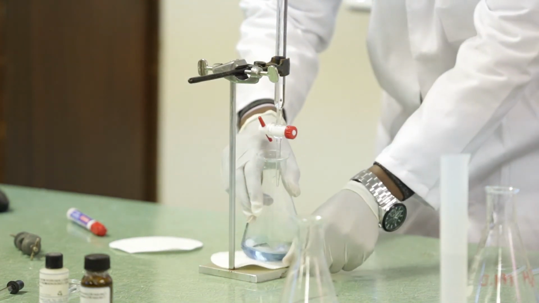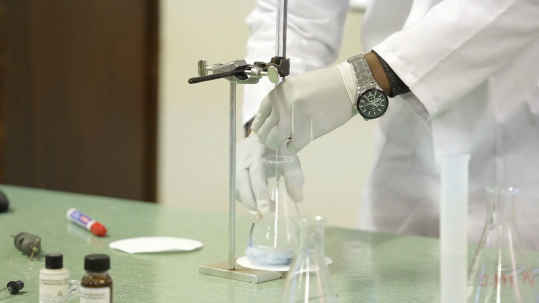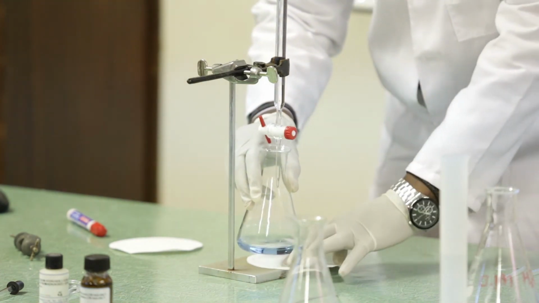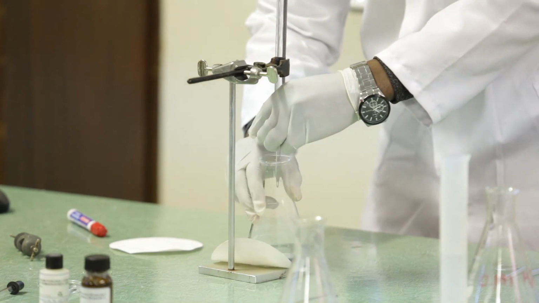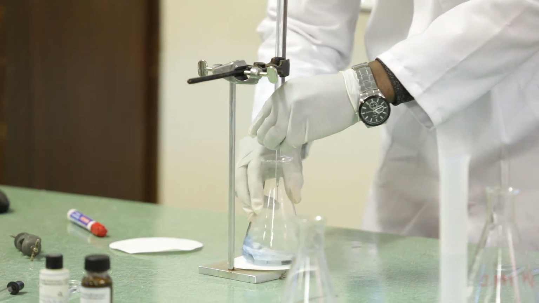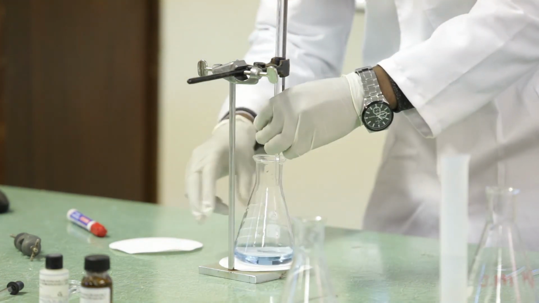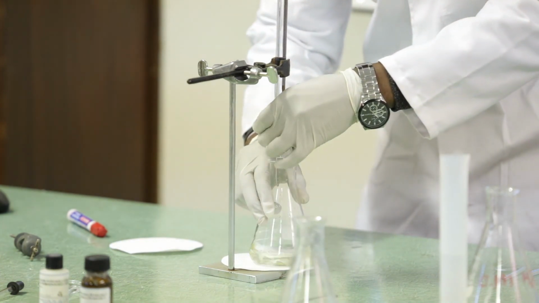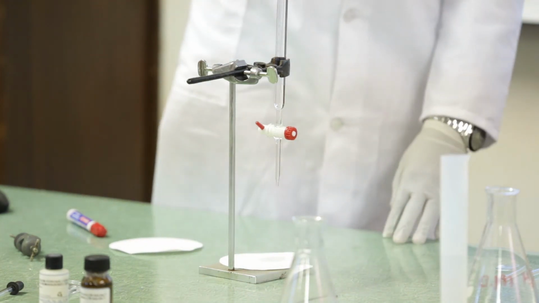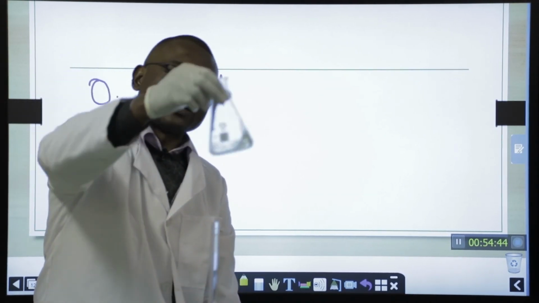Okay. Let's keep going. The blue color is not yet changing. That means I'm still a long way away from the end point. So I need, oh, there we are. See, it has changed from blue to this orange color.